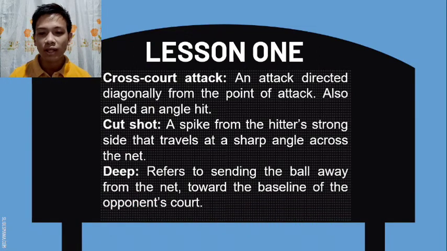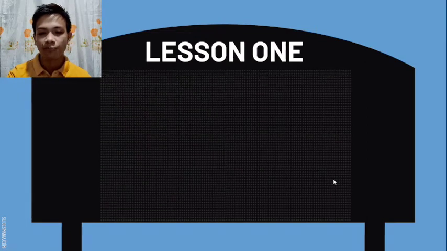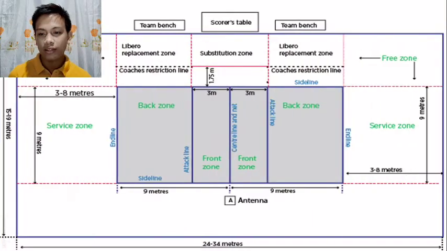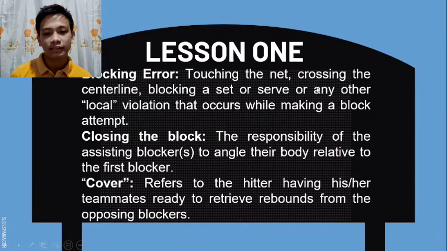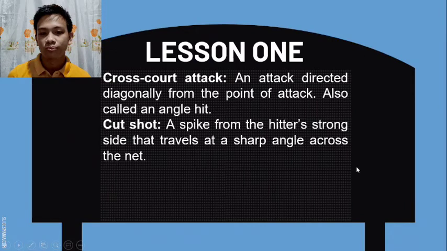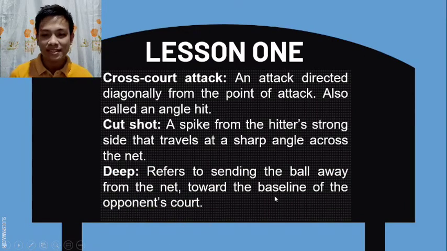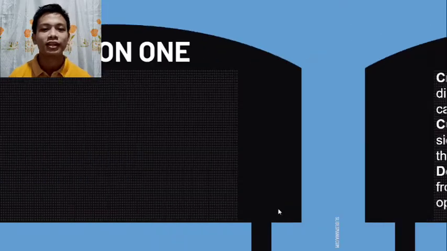Next, deep. Refers to sending the ball away from the net toward the baseline of the opponent's court. So, example naman nito ay, ito yung spiker. Kunyari, gamitin natin si middle hitter. I-hit niya yung ball dito sa mga part na to. Dito. Basta in pa rin siya. Diyan. Yun yung deep. Sa baseline ng opponent's court.